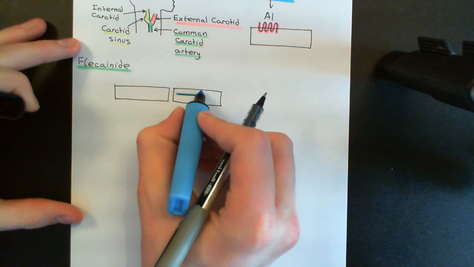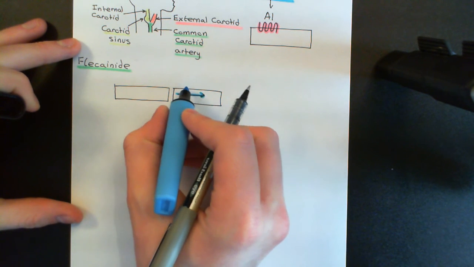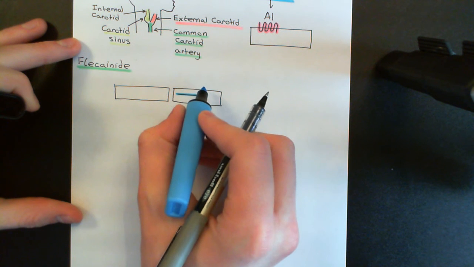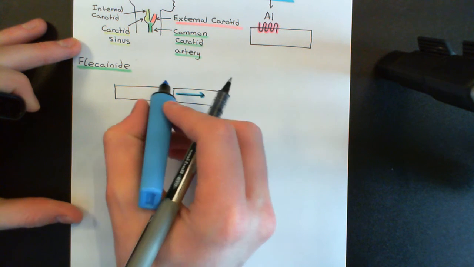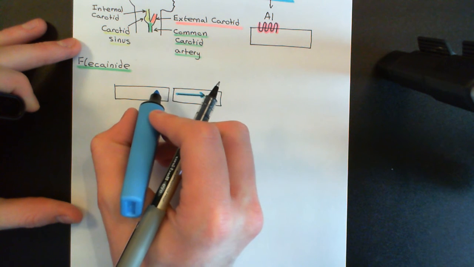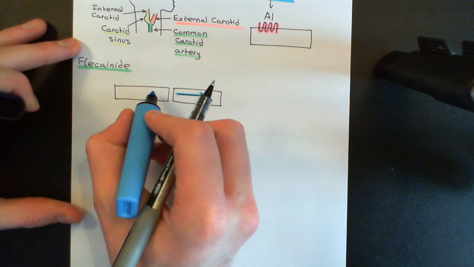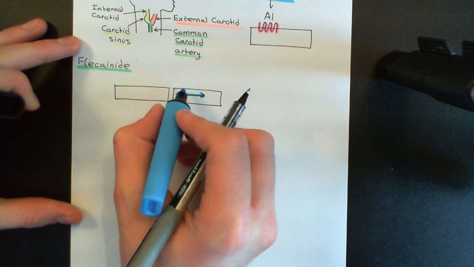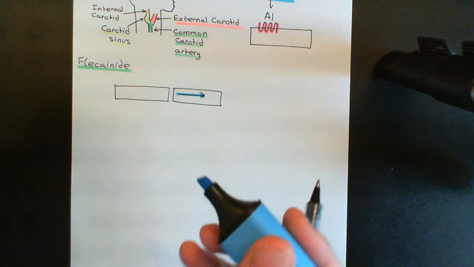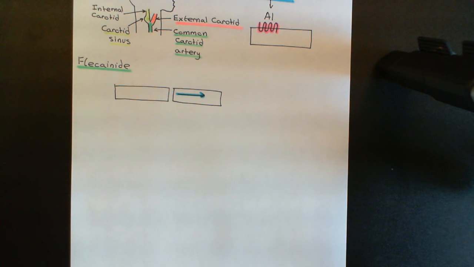We're going to try and reduce the rate at which the electrical signal is going to propagate along the cell membranes of these bundle of His cardiomyocytes here, which will hopefully then lead to fewer electrical signals from the AV node actually making it down into the bundle of His conduction system, and therefore fewer ventricular contractions.